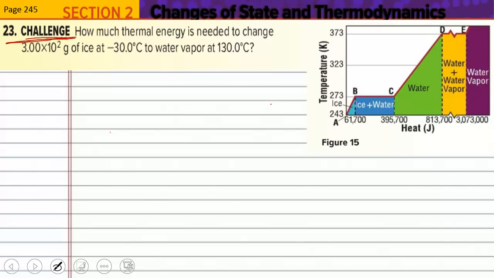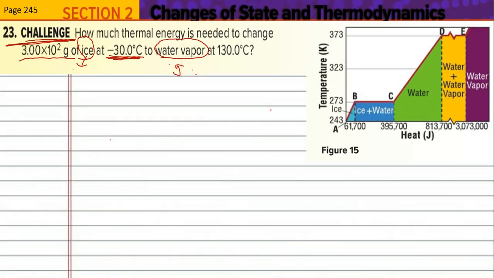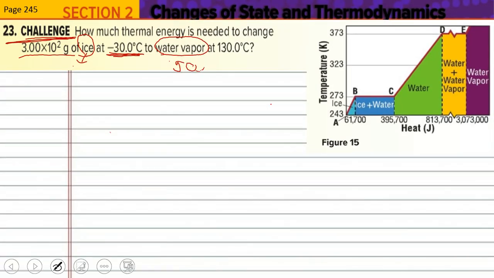Challenge question number 23 is a challenge question. How much thermal energy is needed to change 3 multiplied by 10 raised to 2 grams of ice? It's an ice. What is the substance? It's an ice. Okay, ice. And here, what is this? At minus 30 Celsius to water vapor. What is the water vapor? It's like a gas. And here is a solid.